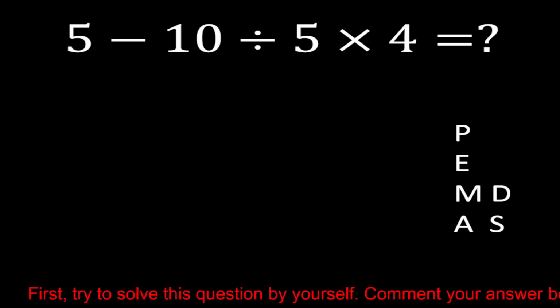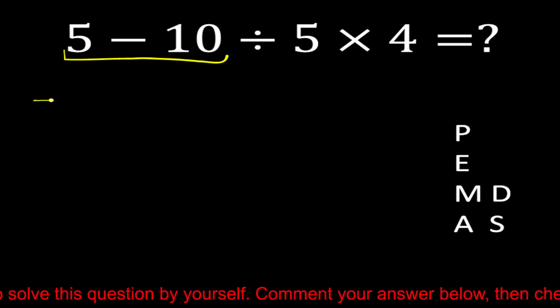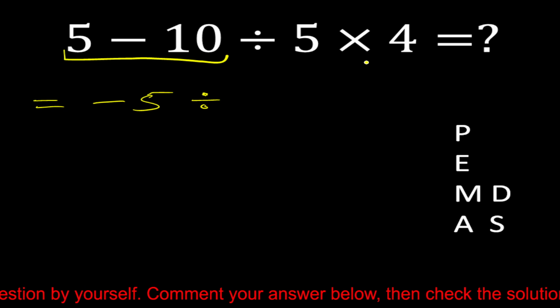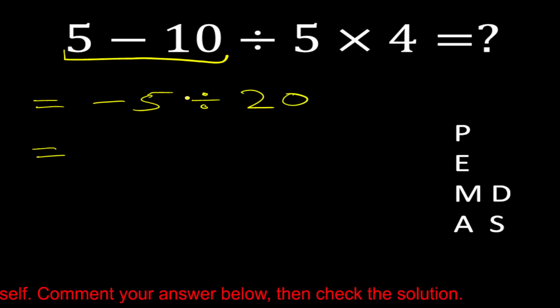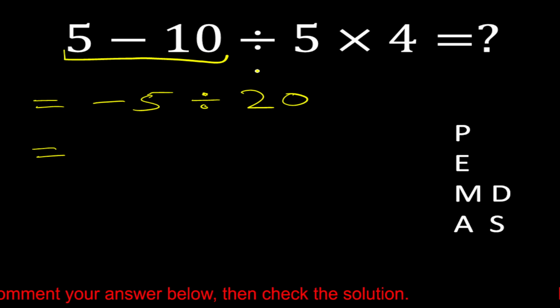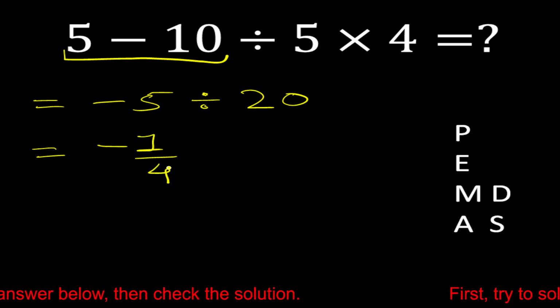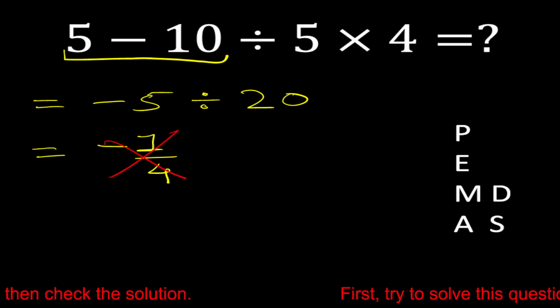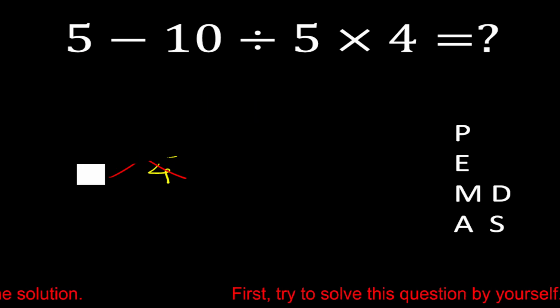So most people solve this question like 5 minus 10 is equal to minus 5. Divide 5 multiply 4 is equal to 20. So now minus 5 divided by 20 is equal to minus 1 upon 4. Okay, but this answer is not correct. So now let's solve this problem correctly by using a PEMDAS rule.